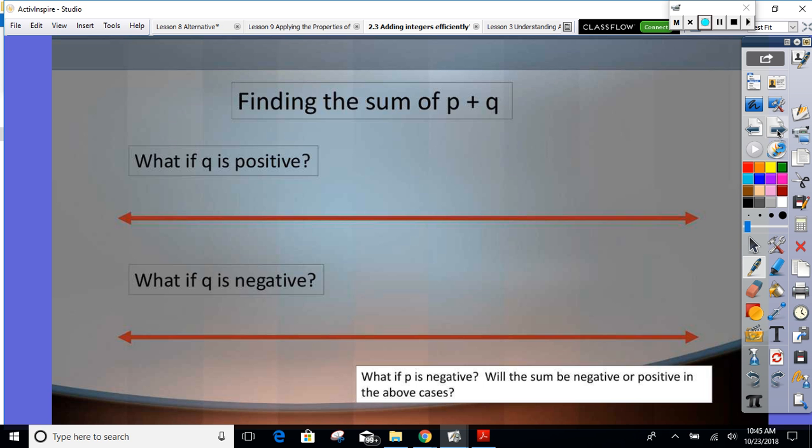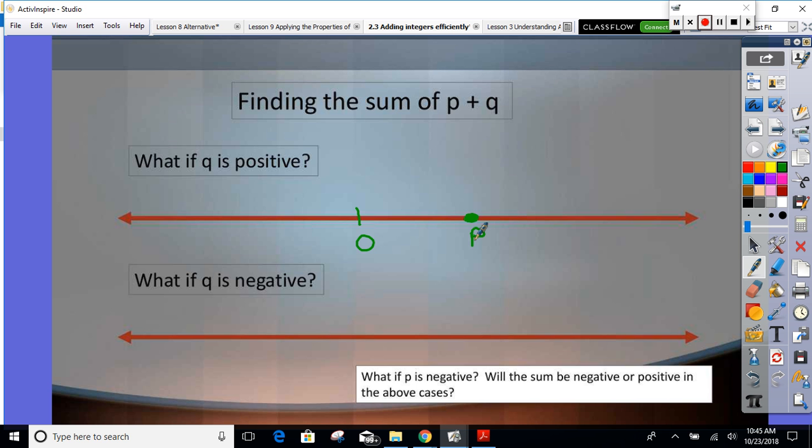So the title of this is Finding the Sum of P plus Q. If P were some number, I'm going to say that P is a positive number. So I'm just going to put a 0 on my number line. You guys don't have to write anything. It's not on your notes. So P, I'm going to say, is positive. I'm just going to put a point somewhere here, and I'm going to say that point is P.